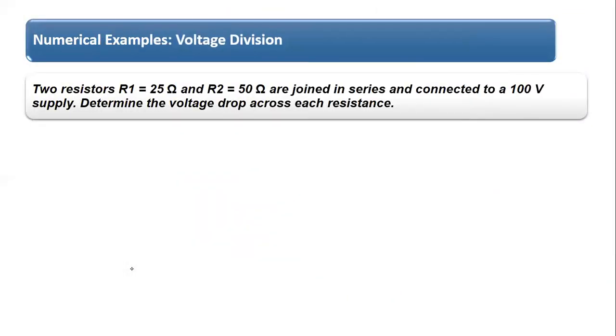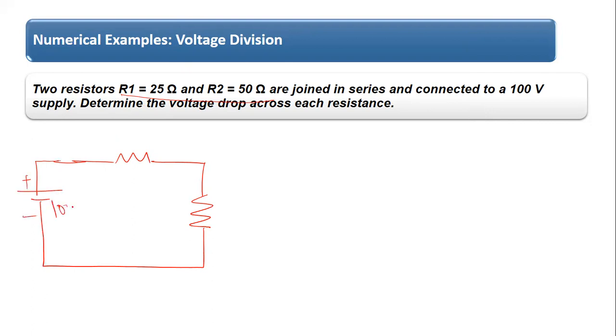Now we can use the voltage division rule also, because these methods are used for simplifying the electrical networks. So let us draw the circuit as per the statement given here. You have two resistances which are connected in series with one another across a 100 volt source. So this is R1, which is 25 ohm. This is R2, which is 50 ohm, and this is VDC, which is 100 volt.